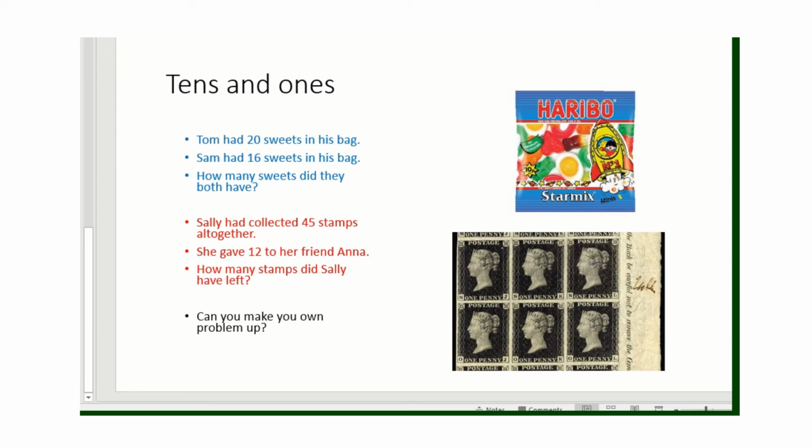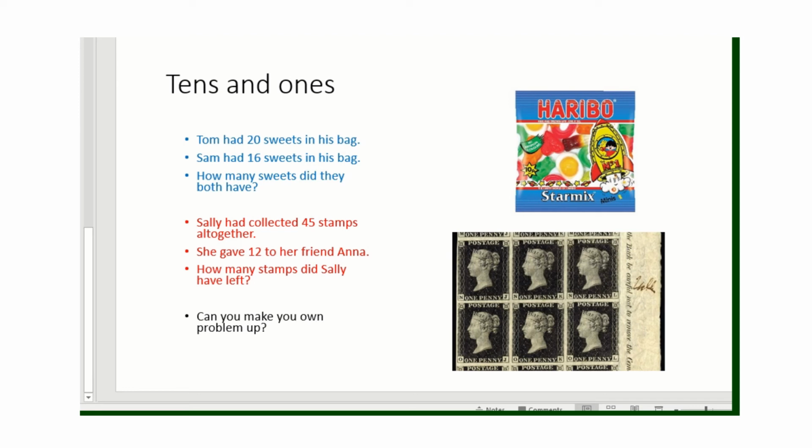Now then, I've put some questions, some little problems. Tom had 20 sweets in his bag. Sam had 16 sweets in his bag. How many did they have altogether? So what do we have to do to that? We have to add them together, don't we?